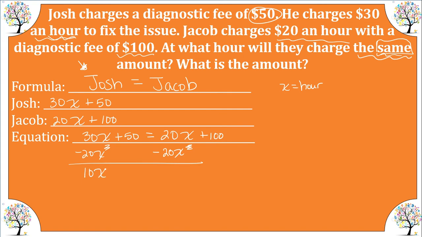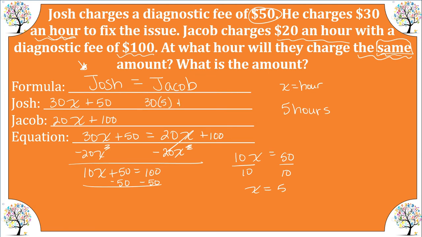This gives us 10x plus 50 is equal to 100. We're solving for x, so we need to subtract 50 first. And we get 10x is equal to 50, divided by 10, and x, hours, is 5. So at 5 hours, they charge the same.